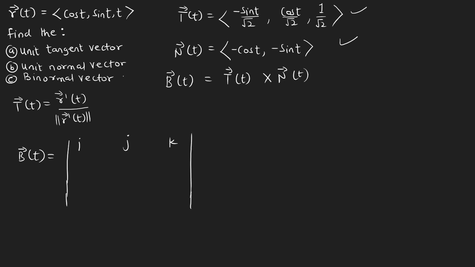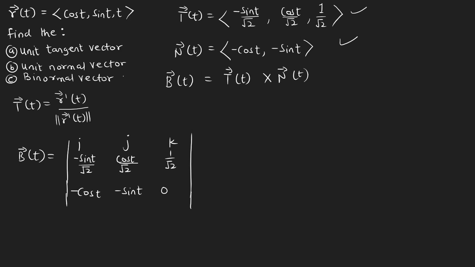Then for the unit tangent vector, I have minus sine t divided by square root of 2, and then cosine of t divided by square root of 2, and then 1 over root 2. And for the unit normal vector, I have minus cosine of t and then minus sine of t, and then you have a third component, so let's make it 0.